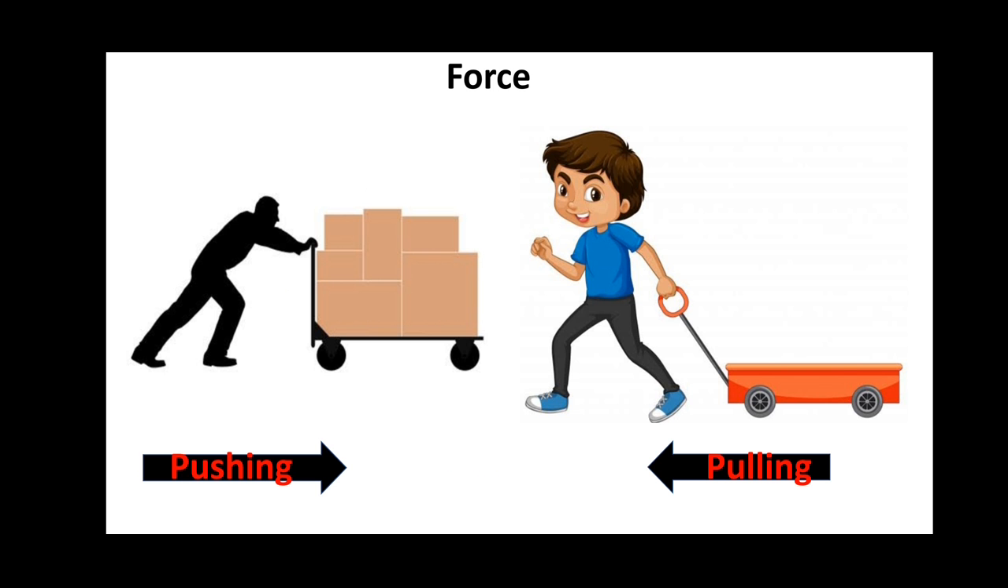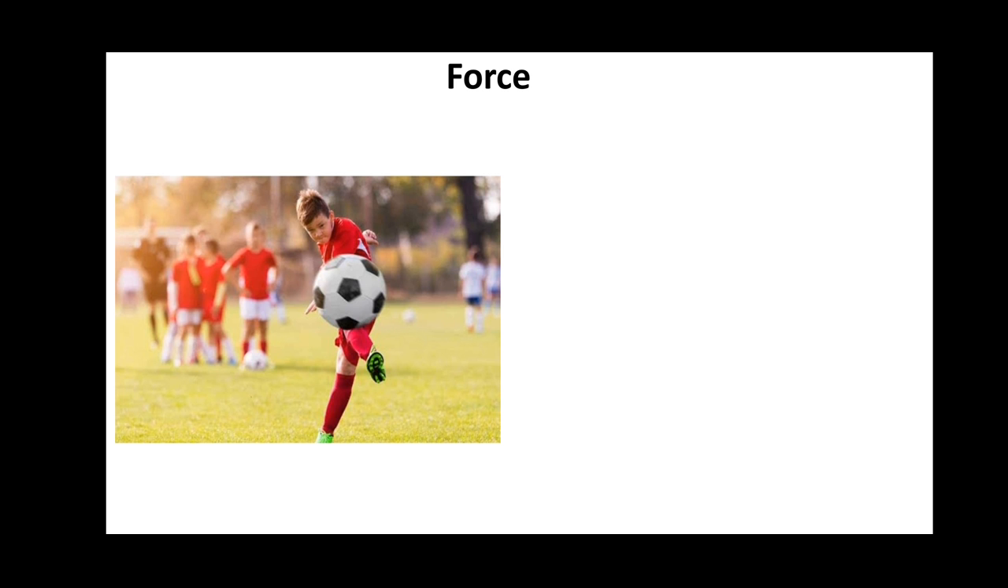Second example is when we are kicking a ball. What is happening? We know that an interaction is happening between the ball and our leg, right? As a result, it got pushed by our leg, then it is moving away.